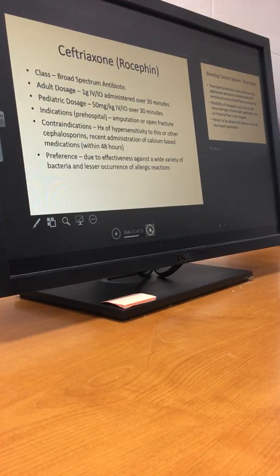Rocephin is, as mentioned before, a broad-spectrum antibiotic. The adult dosage would be 1 gram IV or IO administered over 30 minutes. Pediatric dosage, 50 milligrams per kilogram, IV, IO over 30 minutes. Indications pre-hospitally are an amputation or open fracture. Contraindications would be a history of hypersensitivity to this or other cephalosporins, or recent administration of any calcium-based medications, generally within the last 48 hours. Rocephin is preferred due to its effectiveness against a wide variety of bacteria and a lesser occurrence of allergic reactions in administration.